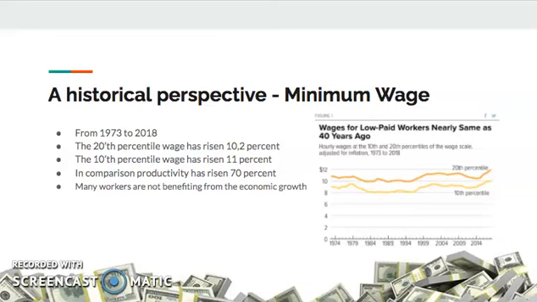And a historical perspective on the minimum wage from 1973 until 2018, the 20th percentile wage has risen with 10.2%. The 10th percentile wage has risen by 11%. This may sound positive, but in comparison, productivity has risen 70% from 1973 until 2018. Many workers are not benefiting from this economical growth.